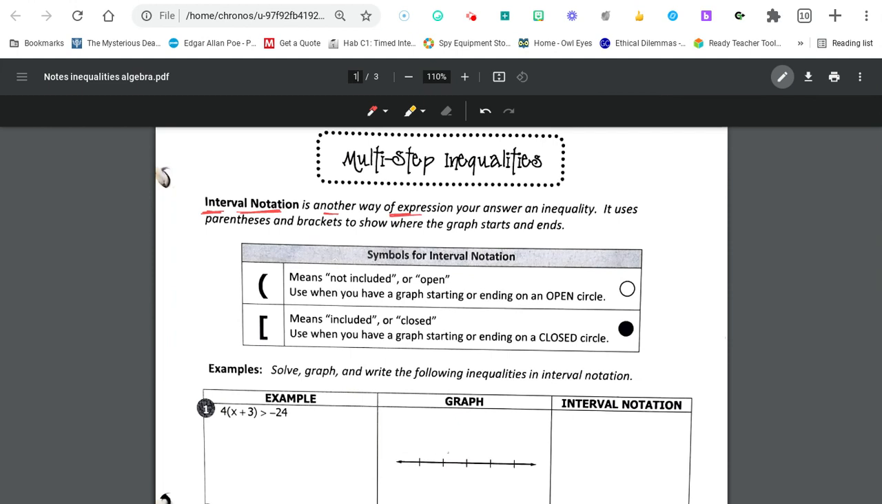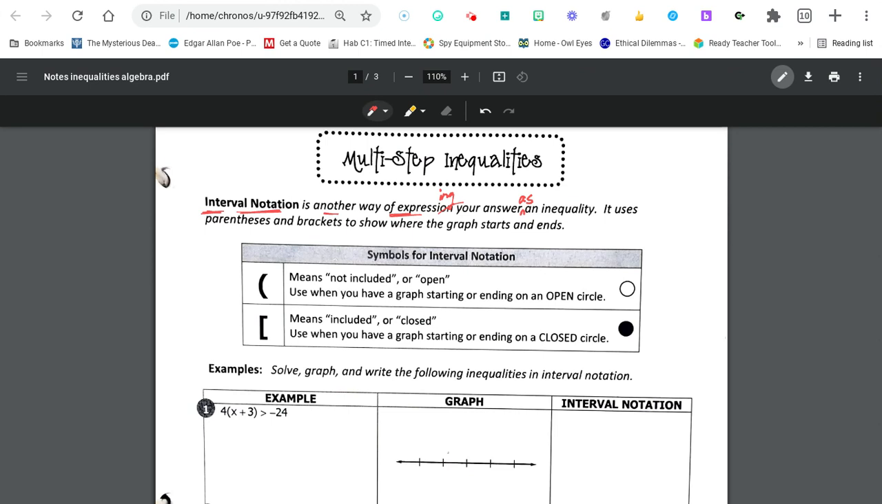That's not worded right. Should say expressing. That should say "as and." That's what's throwing me off. Okay, sorry guys.